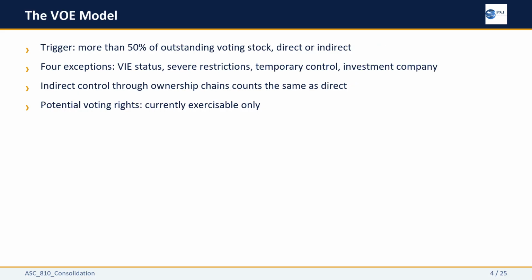The voting interest entity model triggers at majority ownership, more than 50% of voting stock, directly or indirectly. But 4 exceptions override majority ownership. The entity is a VIE, severe government or legal restrictions prevent control, the holding is temporary with disposal planned within 12 months, or the holder is an investment company. Indirect ownership chains count fully, and potential voting rights are only factored in when they are currently exercisable, not future rights.